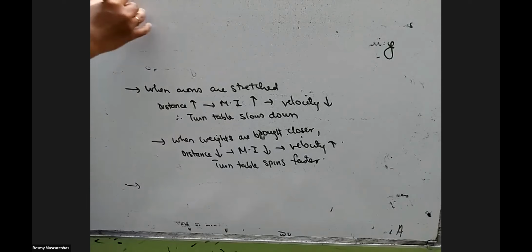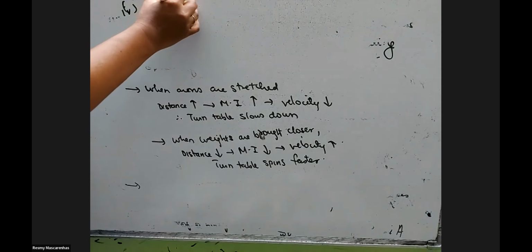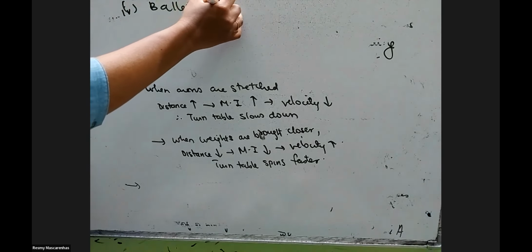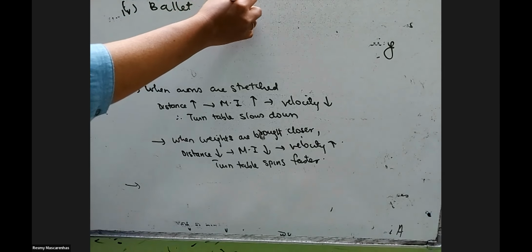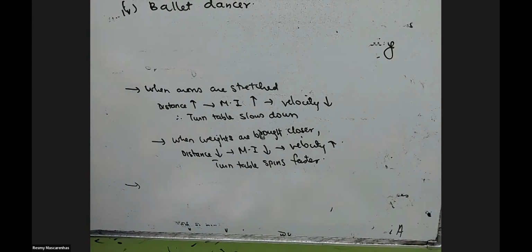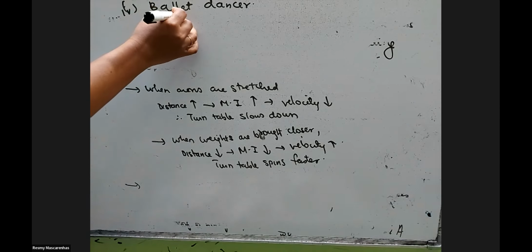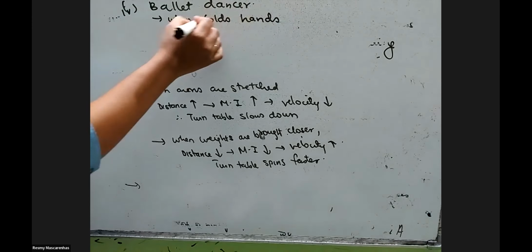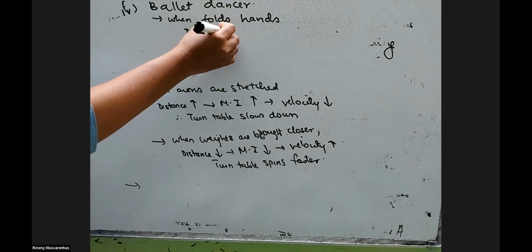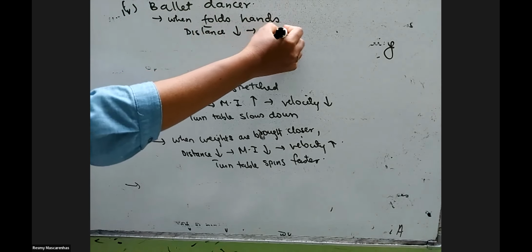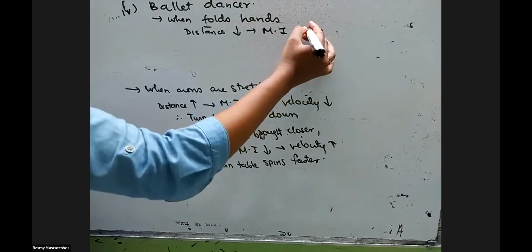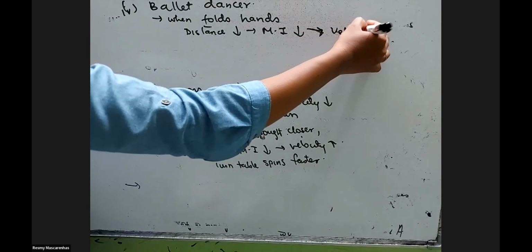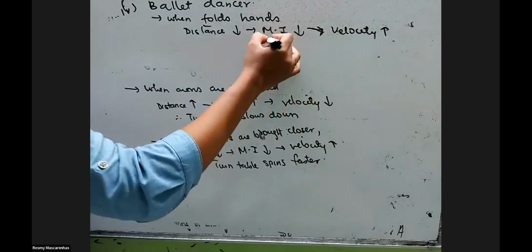I will just write and keep: ballet dancer folds hands. Distance decreases, moment of inertia decreases, velocity increases. Therefore, spins faster.